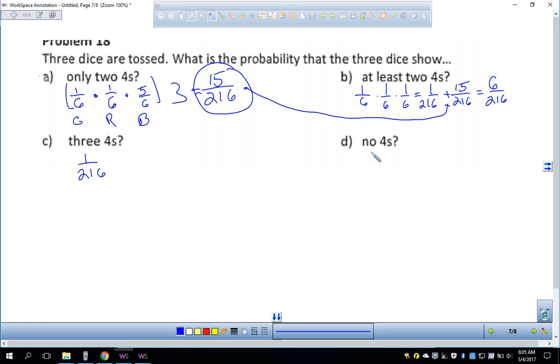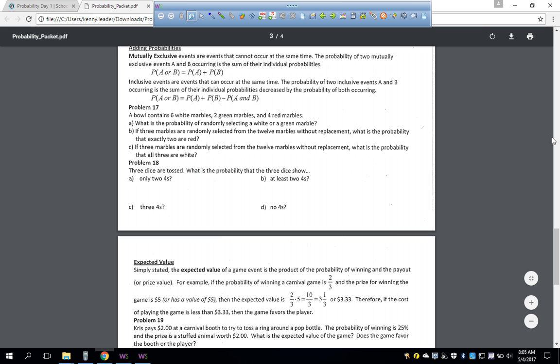What's the probability of getting no 4s? Yep, it'd be 5 out of 6 times 5 out of 6 times 5 out of 6, right? And so that would be 125 out of 216. Yes? Right? So I think that's it. Is that it for this? That's kind of it for this.